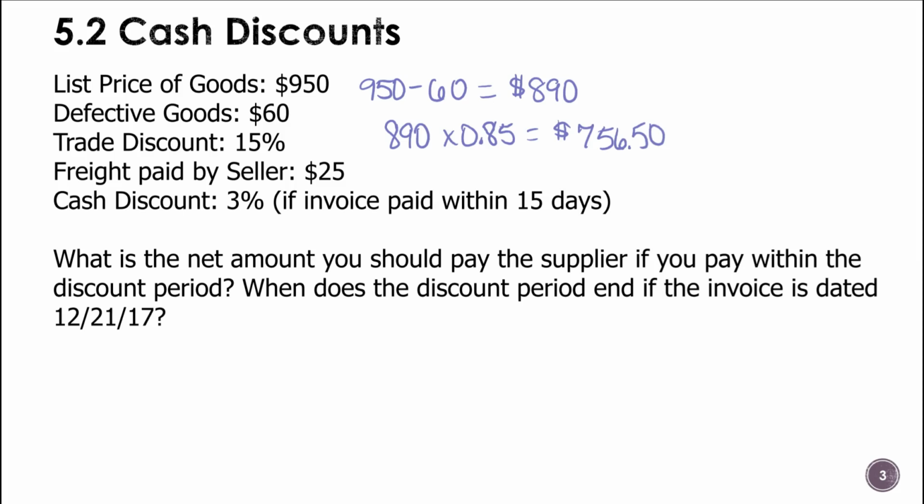From there, we're also going to take the cash discount. We're going to just consider that we are paying it. Notice it said, "What is the net amount you should pay the supplier if you pay within the discount period?" And then, when does the discount period end if the invoice is dated 12/21? So we're going to take the 756.50 and multiply it by 97%, because that's the other 3% that we're taking off. And that gives us 733.81.